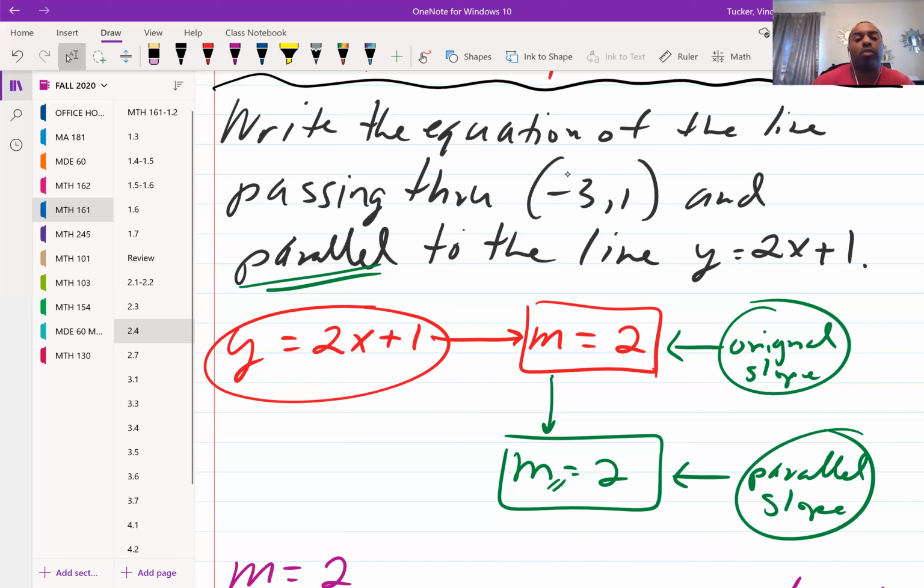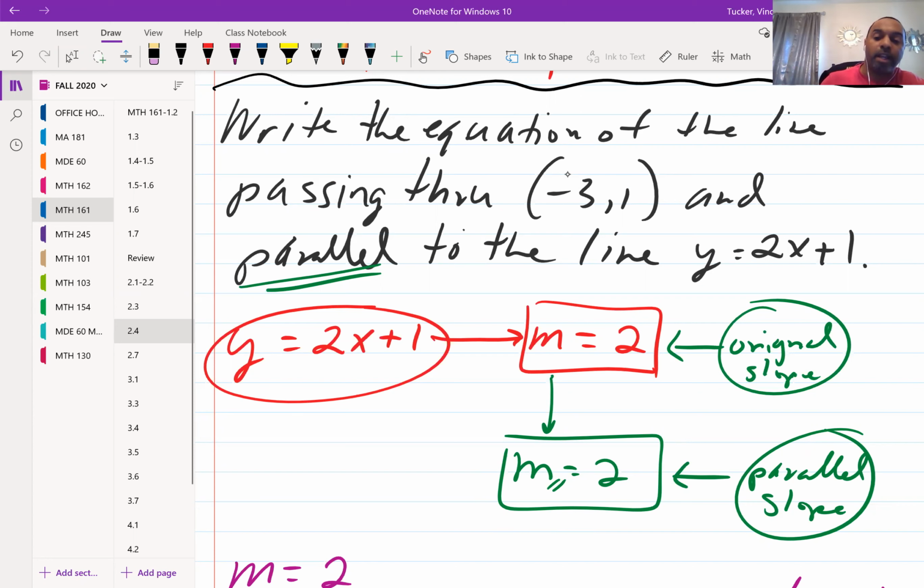All right. So we have our equation solved for y, so we already know what our slope is. Our slope is 2. Now, this is the original line, so this is our original slope, but we want a line that's parallel to this one. So we know our slope is 2. Now, the slope of a line that's parallel to that is going to be 2 as well. Remember, if it's parallel, it will have the same slope. All right, so is everybody okay with that?